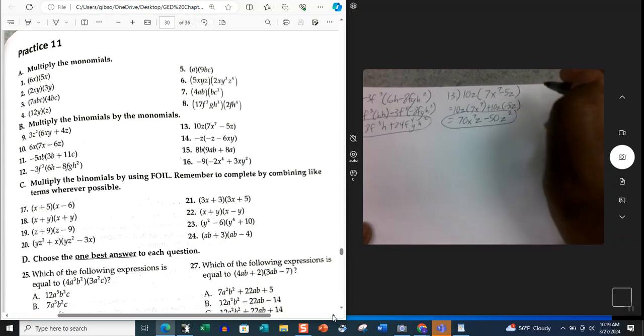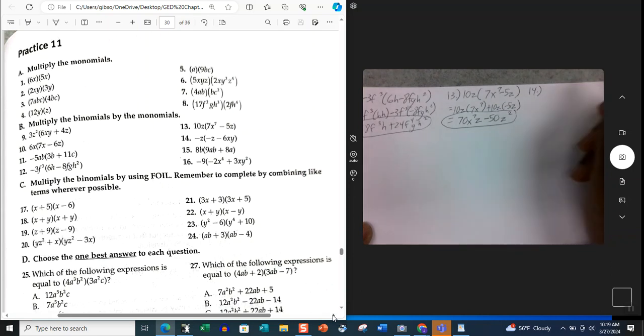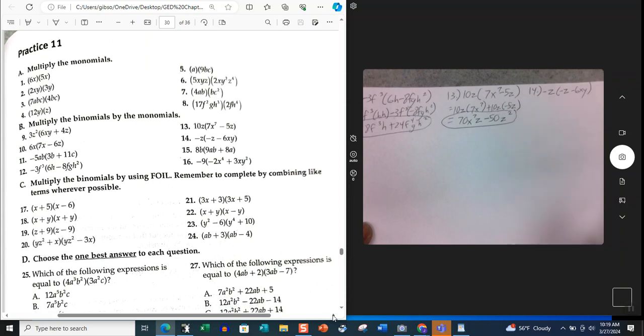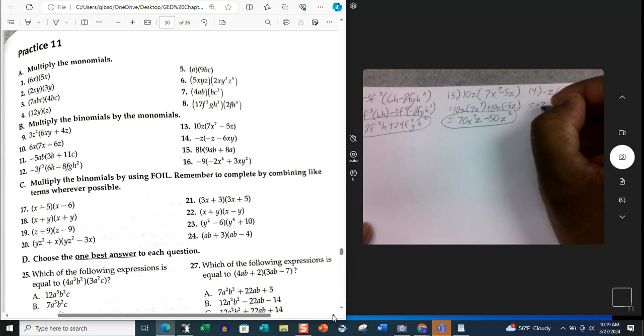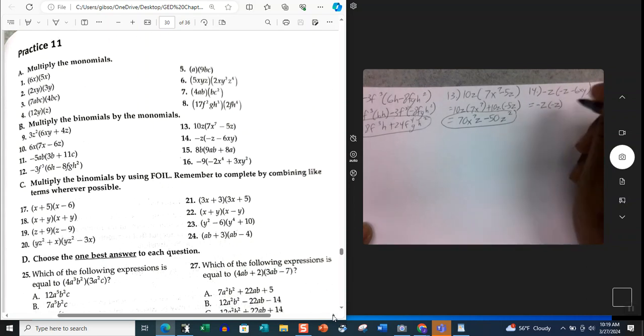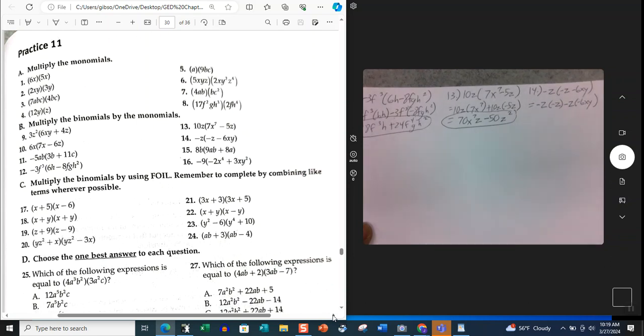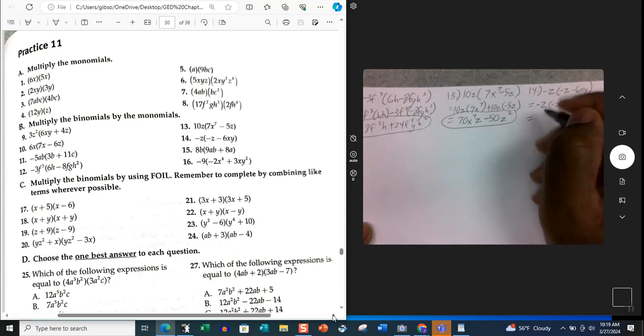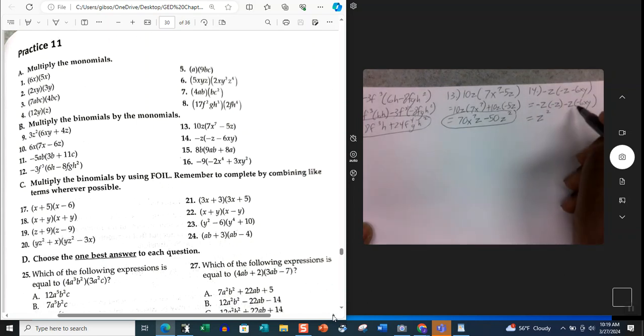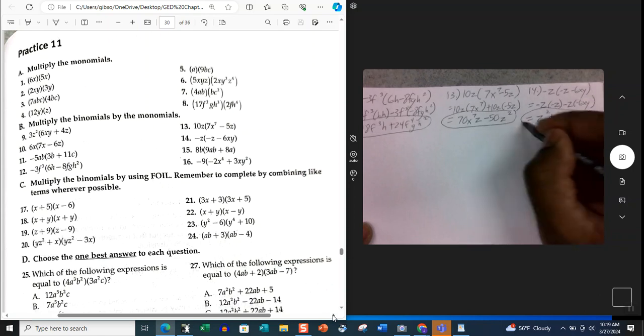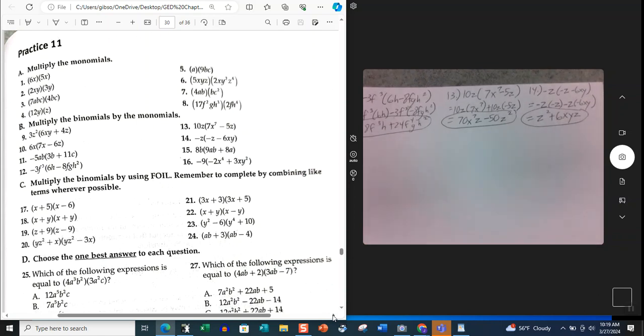Okay, now we go here to problem 14. Problem 14, we have negative z times negative z minus 6xy. So we have negative z times a negative z minus z times a negative 6xy. Negative z times negative z is a positive z squared. And negative z times a negative 6xy will be a positive 6xyz. And that's it for problem 14.